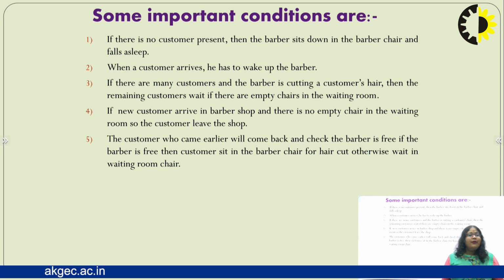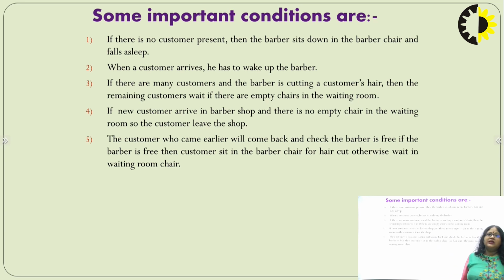If there are many customers and the barber is cutting one customer's hair, then the other customers, apart from the one already sitting on the barber chair, are the waiting customers. The remaining customers wait if there are empty chairs in the waiting room. If there is no empty chair in the waiting room, then the customer leaves the barber shop. Otherwise, he is standing in the barber shop or outside it. So these are all the conditions.